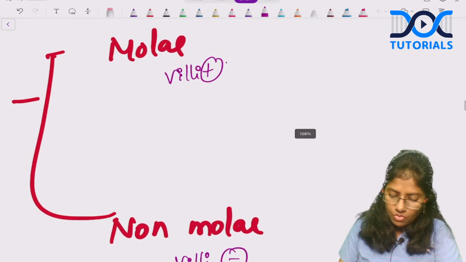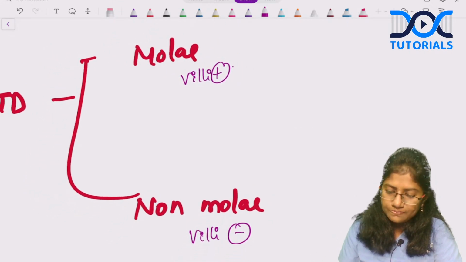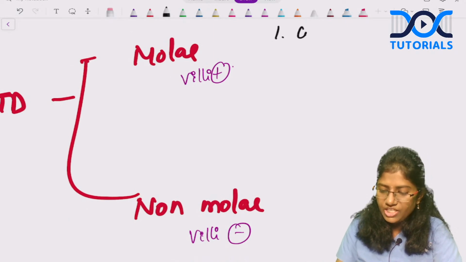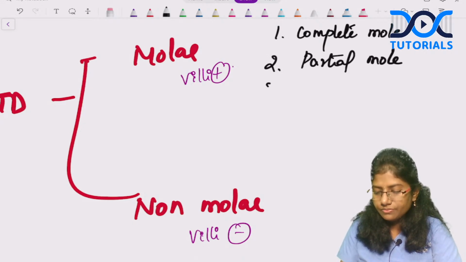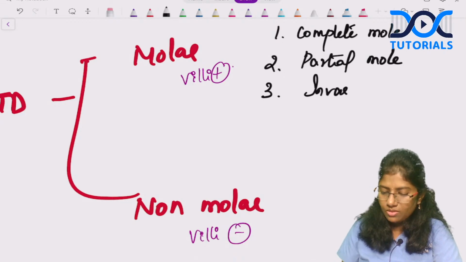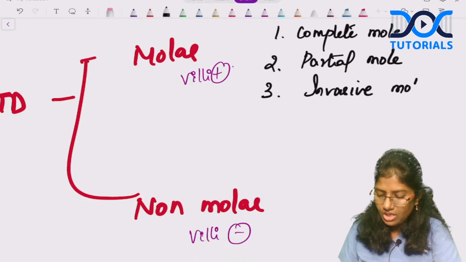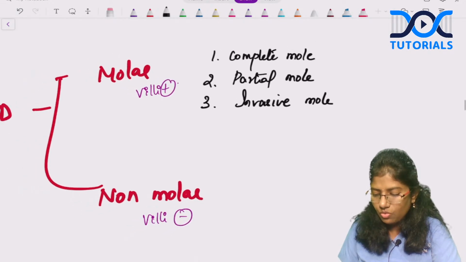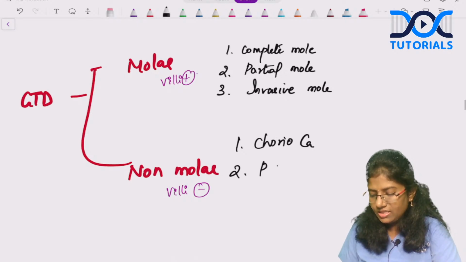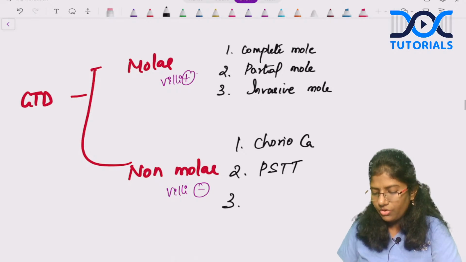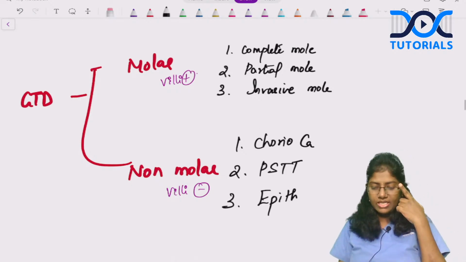Okay, so under molar we have three varieties: complete mole, partial mole, and the third is invasive mole. Complete, partial and invasive mole. Under non-molar we have three varieties: choriocarcinoma, placental site trophoblastic tumor, and epithelioid.